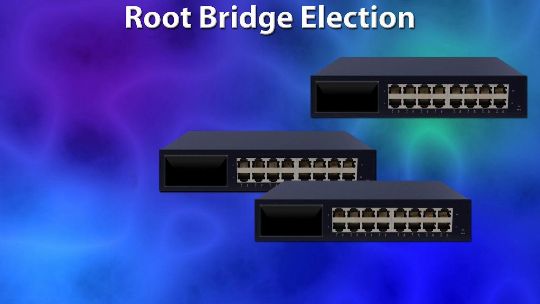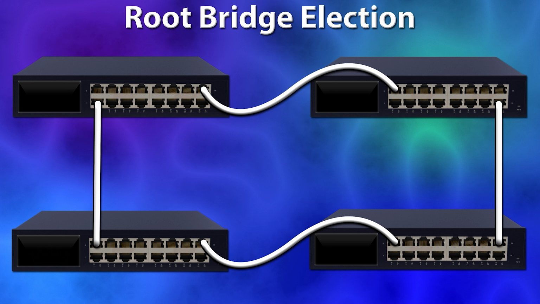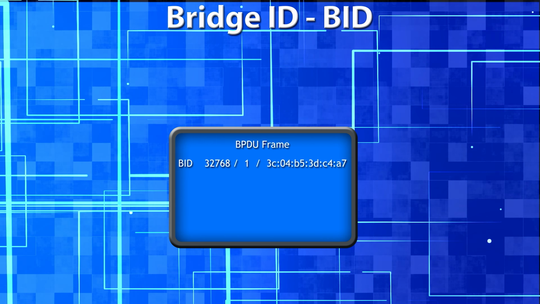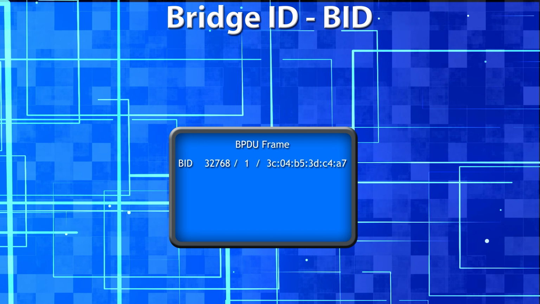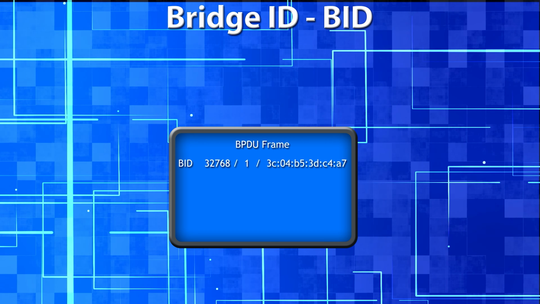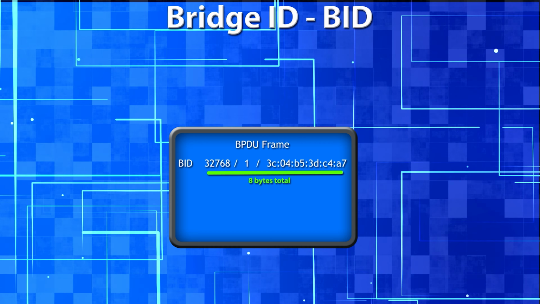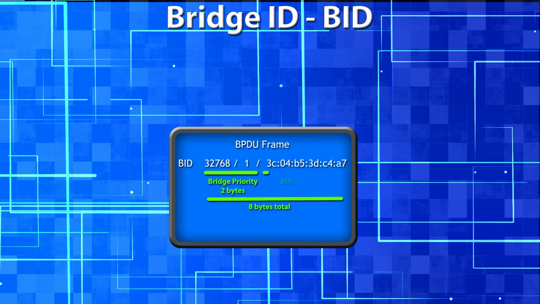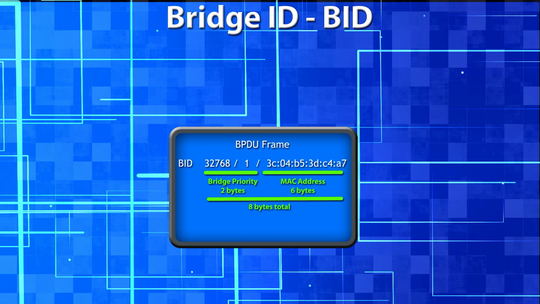So a root bridge has to be elected, but how does that happen? Well, in the simplest terms possible, the switch with the lowest bridge ID becomes the root bridge. A bridge ID or BID is a field in the BPDU frames that switches send out. The bridge ID is 8 bytes total, and it's made up of 2 main parts, the bridge priority, which takes up 2 bytes, and the MAC address, which takes up the remaining 6.